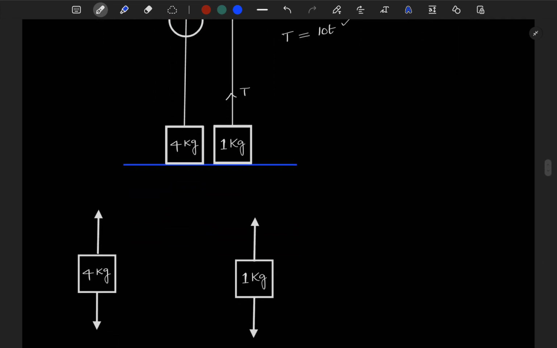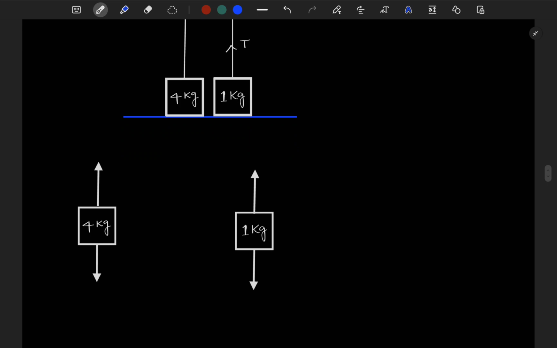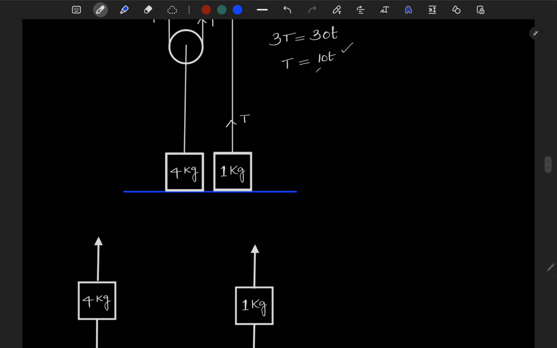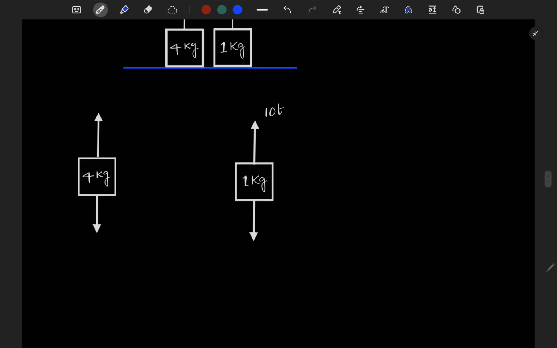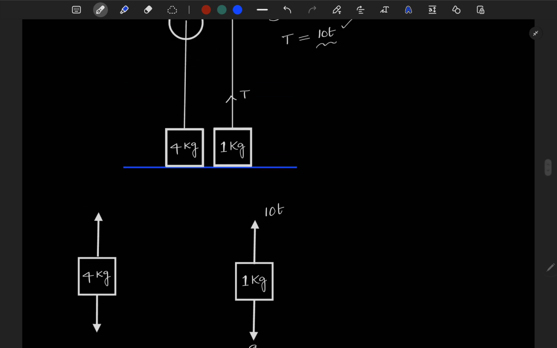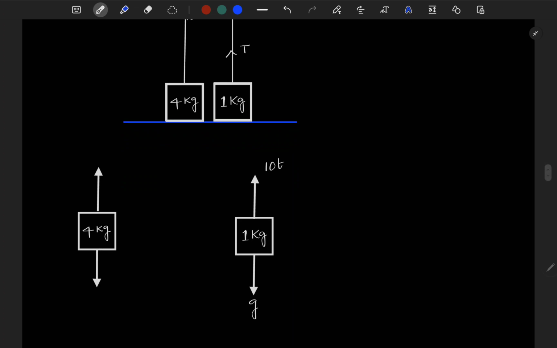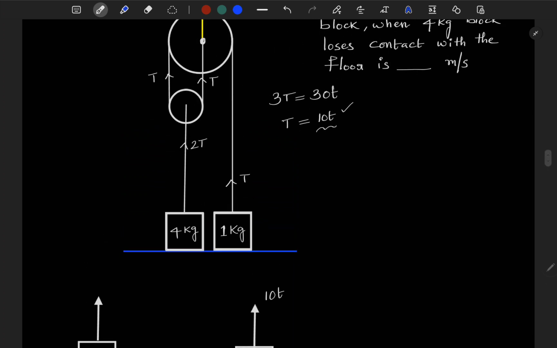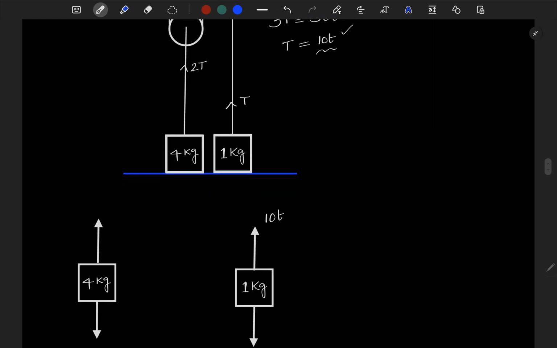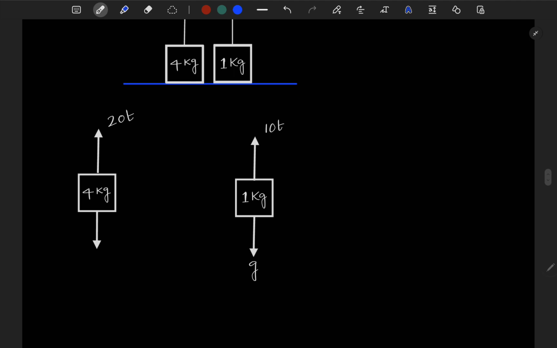Let's analyze when the 1 kg is going to rise up. Here we can draw the free body diagram of 1 kg. The tension is T, but in place of T we can write 10t. So I'm writing 10t here. And the gravitational force is 1g, which is g. And if you observe here, since this is T and T, then you can write 2T here. So the tension which is trying to pull up the 4 kg block is 2T. Since T is 10t, you can write this as 20t. So 20t is the force which is pulling up the 4 kg block.